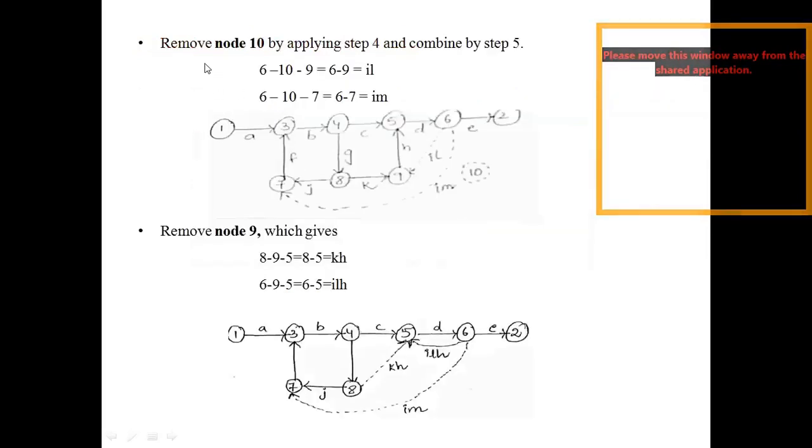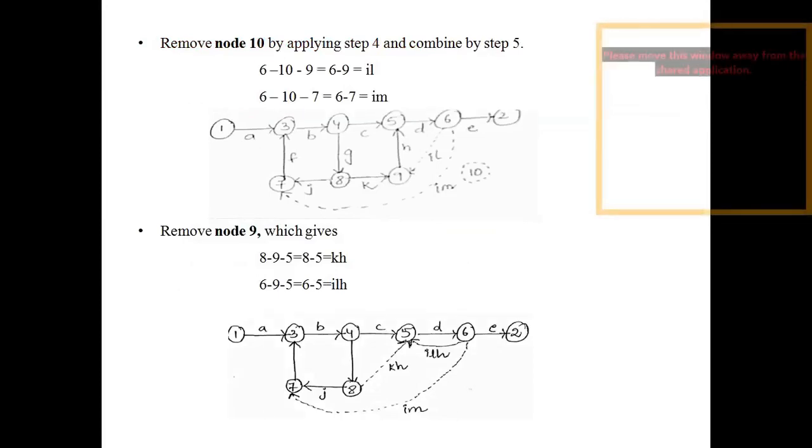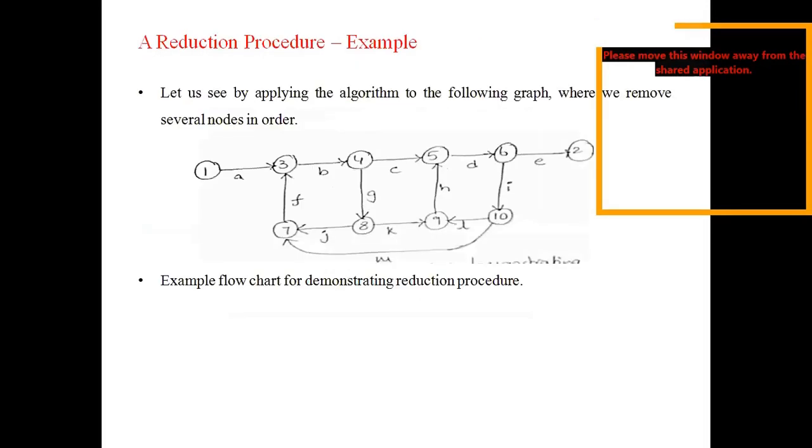First, we will remove the 10th node by applying step 4. The node removal goes from step 4 to step 8. Okay. So from step 4, first we are removing the node. First, we will write what are the incoming connections and outgoing connections to that particular node. So for 10, it comes 6, 10, 9. Okay. 6, 10, 9.